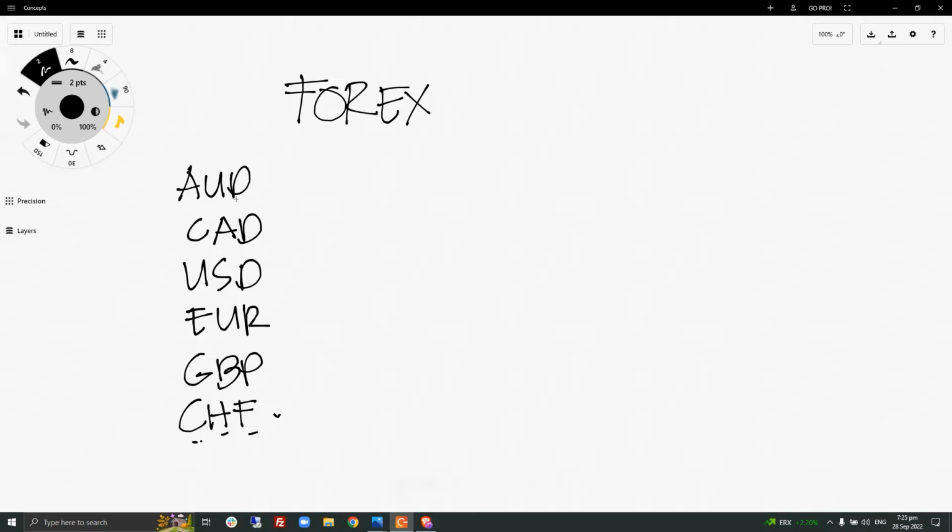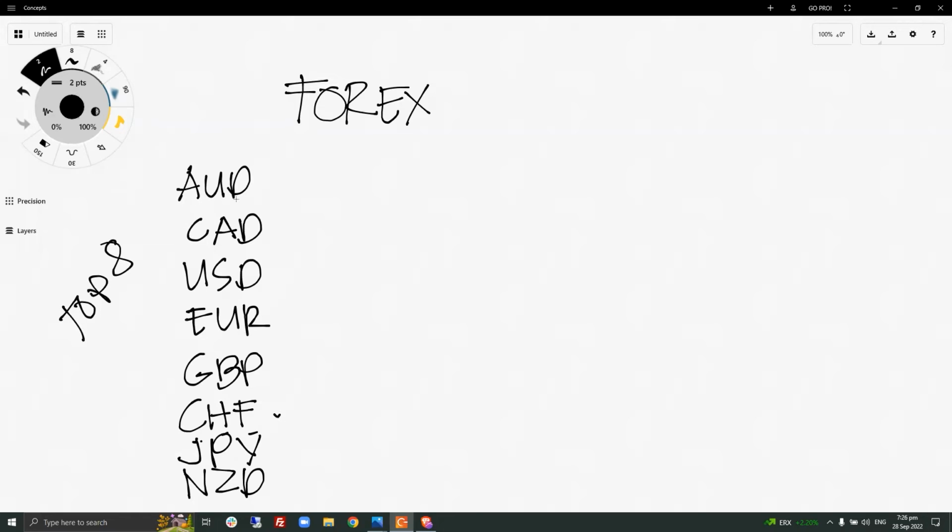So we also have JPY, which is Japanese yen. And lastly is NZD, which is New Zealand dollar. So this top 8, these are what you call majors, major currencies, because this is the top 8 that are heavily traded in the Forex market.